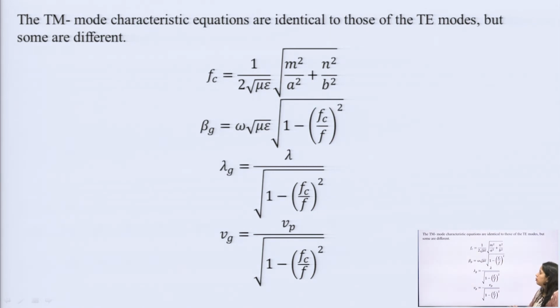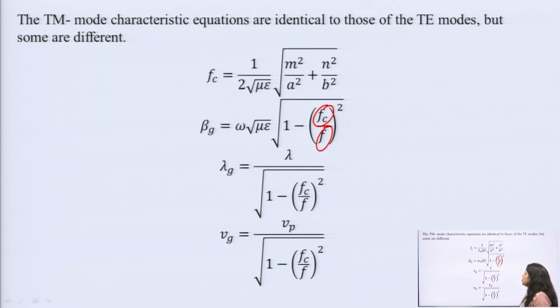For the TM mode, Fc is basically the same as the TE mode expression, that is the cutoff frequency, equal to 1 upon 2 root mu epsilon times root of m square by a square plus n square upon b square. And beta g, the propagation constant, is equal to omega root mu epsilon times root of 1 minus (Fc by f) whole square, where Fc is our cutoff frequency and f is the frequency propagating inside the waveguide.